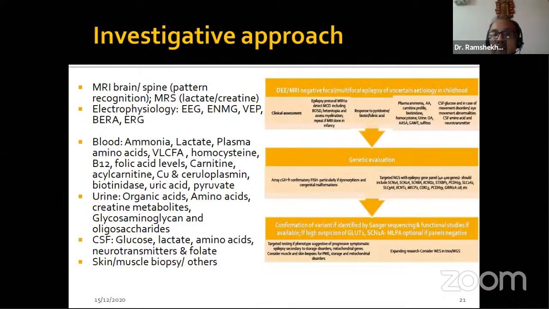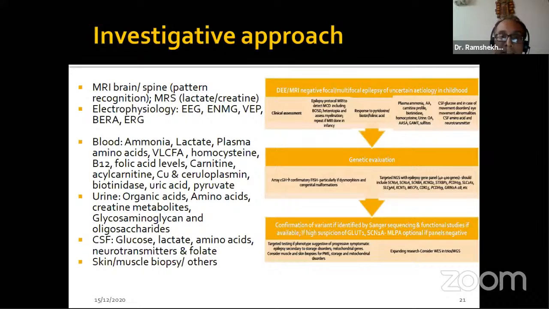Also, once you identify a variant, it is important that a classification schema be followed to determine whether this is a pathogenic or likely pathogenic variant. It is also important that the variant is confirmed by Sanger sequencing. If your genetic testing is negative, and you still have a high suspicion of a disorder such as GLUT1 deficiency or Dravet syndrome, you can go in for an MLPA analysis.